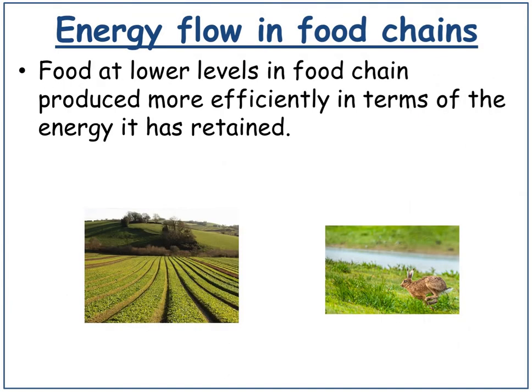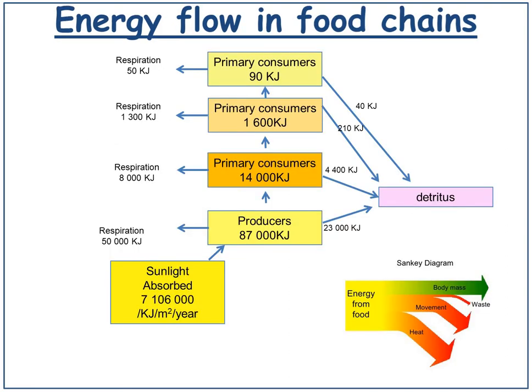Energy flow in food chains. Food at lower levels in the food chain is produced more efficiently in terms of the energy it has retained. So you can see here that at each stage, energy is lost into the atmosphere via respiration, and quite a lot of biomass is lost at each stage.